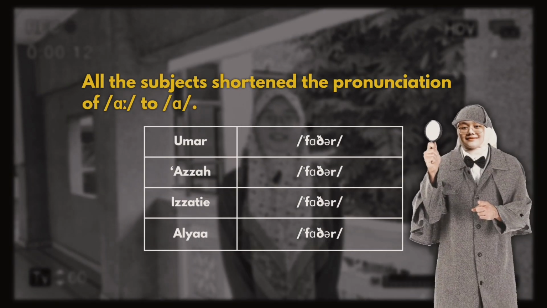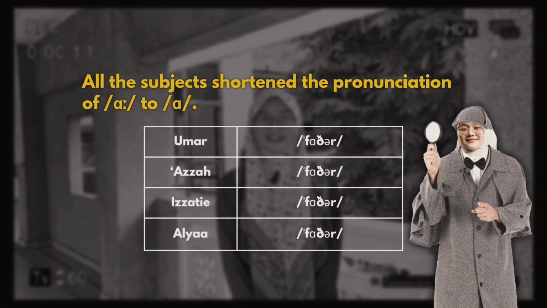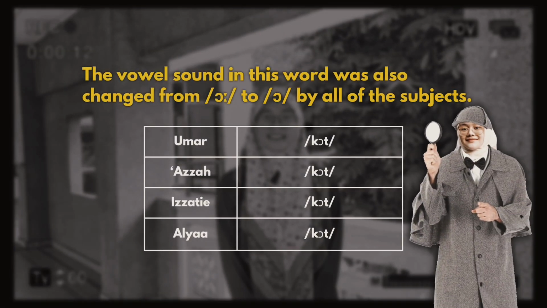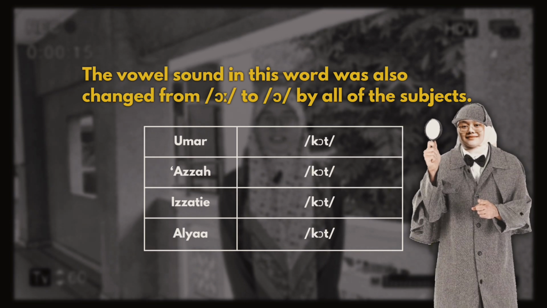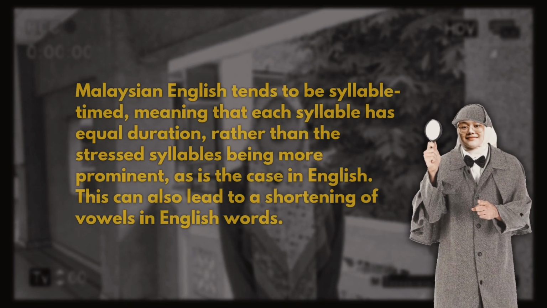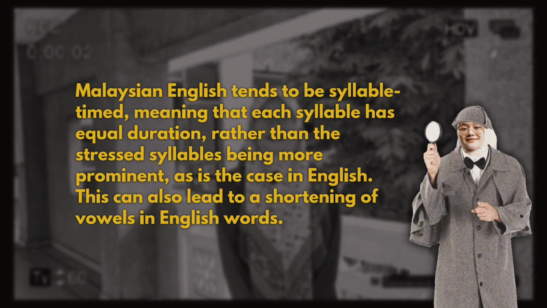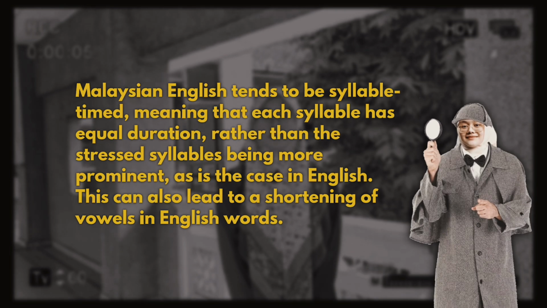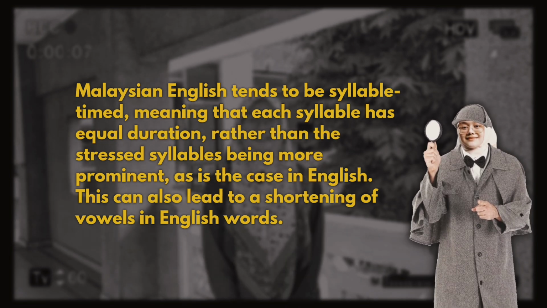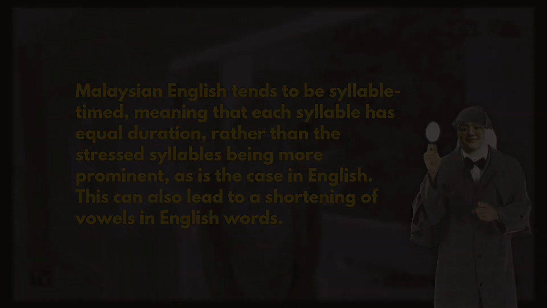Father. All the subjects shortened the pronunciation of long A to short A. Cot. The vowel sound in this word was also changed from long O to short O by all of the subjects. Malaysian English tends to be syllable timed, meaning that each syllable has equal duration, rather than the stressed syllables being more prominent, as is the case in English. This can also lead to a shortening of vowels in English words.